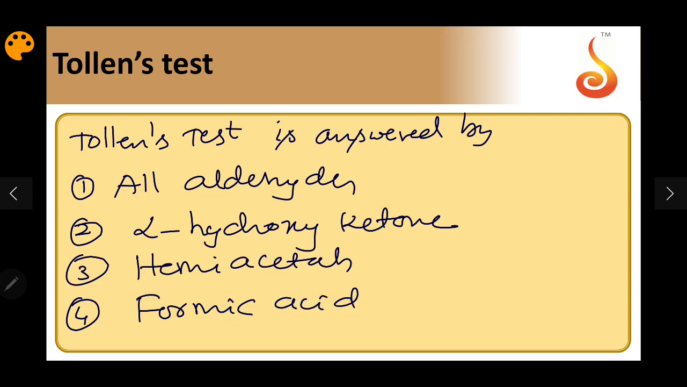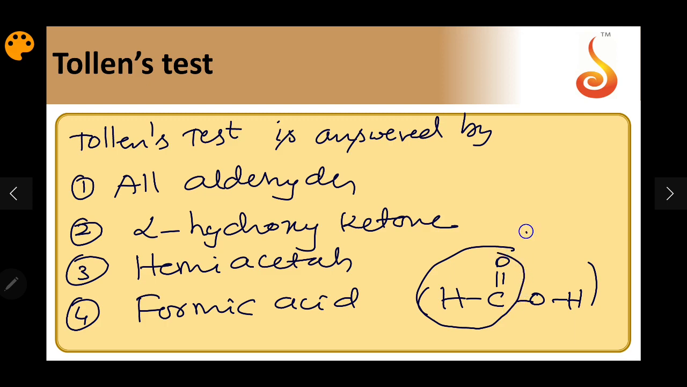Formic acid is easily oxidizable, and it is a bifunctional compound. This is an aldehyde and this is a carboxylic acid. So formic acid can be easily oxidized to carbon dioxide and water by Tollens reagent, and Tollens reagent gets reduced to a silver mirror. So all aldehydes, alpha hydroxy ketones, hemiacetals and formic acid can answer the Tollens test, also the Fehling test and also the Benedict test.